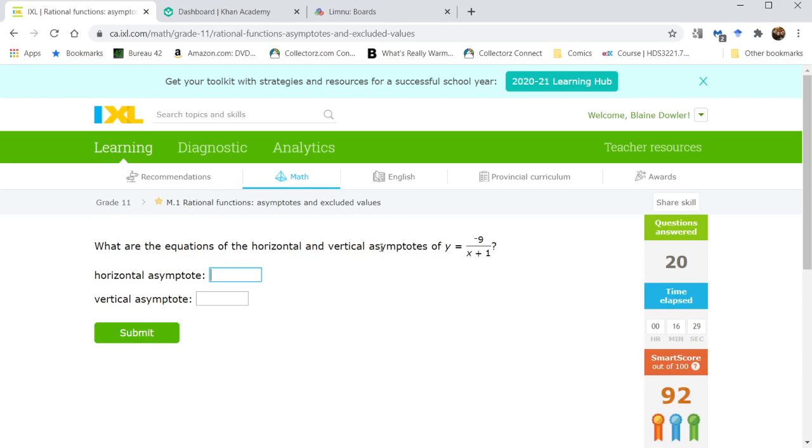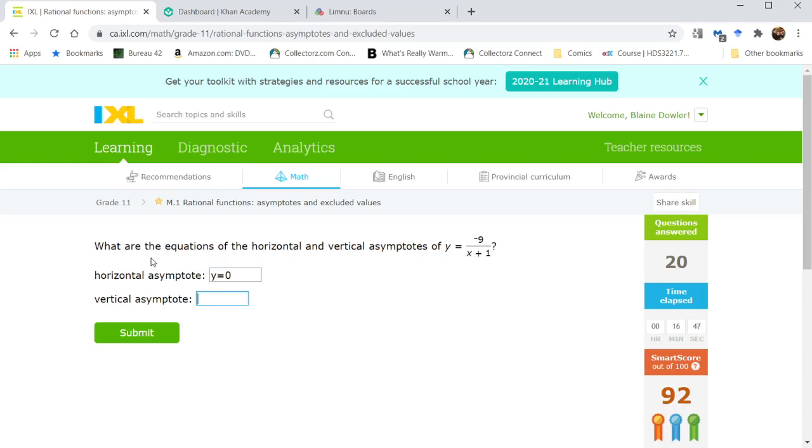So what are the equations of the horizontal and vertical asymptotes? The horizontal asymptote is what you get when this rational expression goes to 0 as x gets very, very large. And that leaves us with y equals 0. The vertical asymptote is where we'd be dividing by 0.